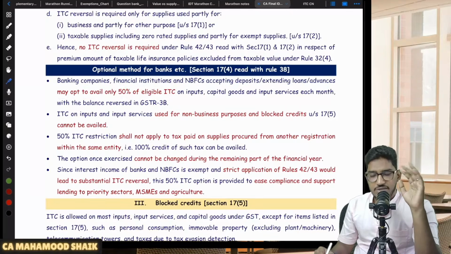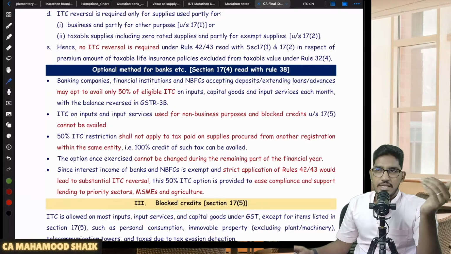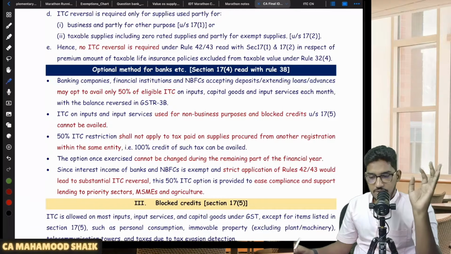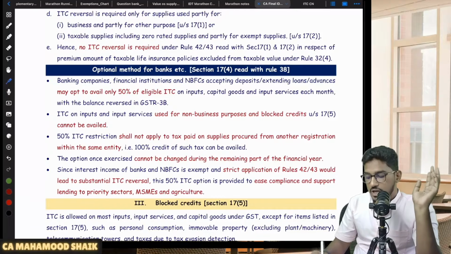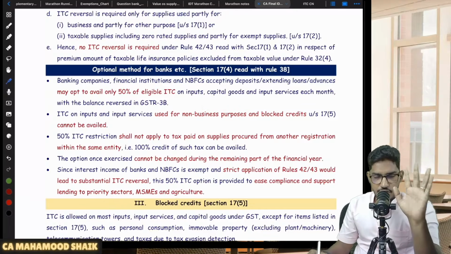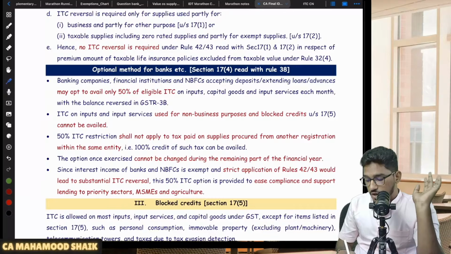So they have given banks an option. Either you follow the usual method, the way we have done till now: you calculate exempt turnover and total turnover and apportion the amount. Or else we are giving you one simple option for banks and financial institutions. Whatever total ITC is there, you claim only 50% on that. The balance 50% you don't avail. And that 50% is also of eligible ITC.